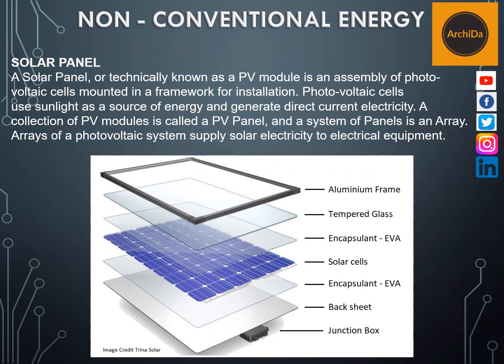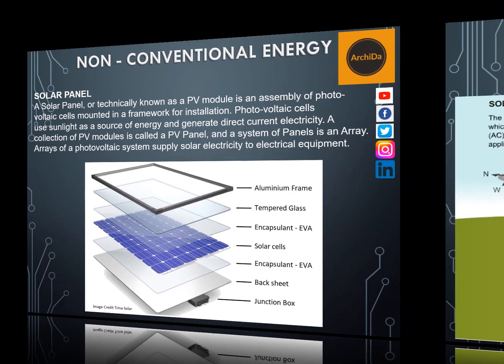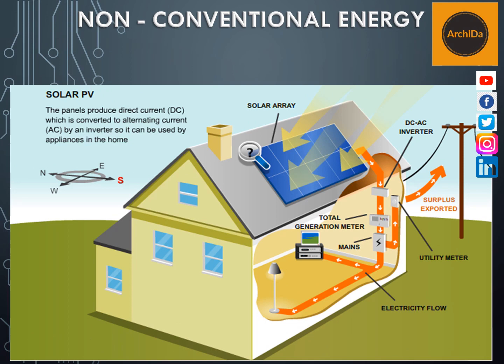To give you an understanding of how a solar panel looks, the picture down below shows you an exploded view of a PV module or a solar panel. Try to remember that a solar panel generates DC current, so it always has to pass through a DC-AC inverter to invert your DC to AC, which can now be used for your appliances.